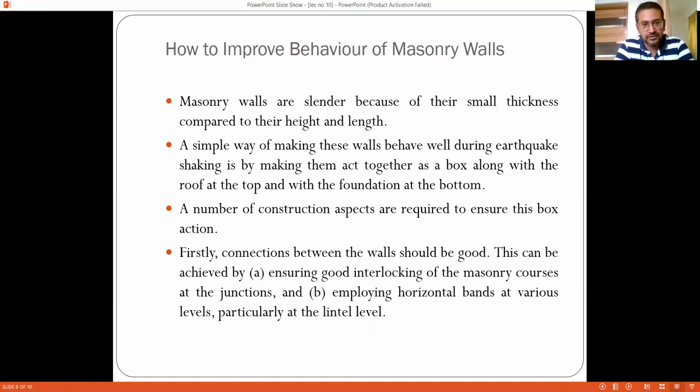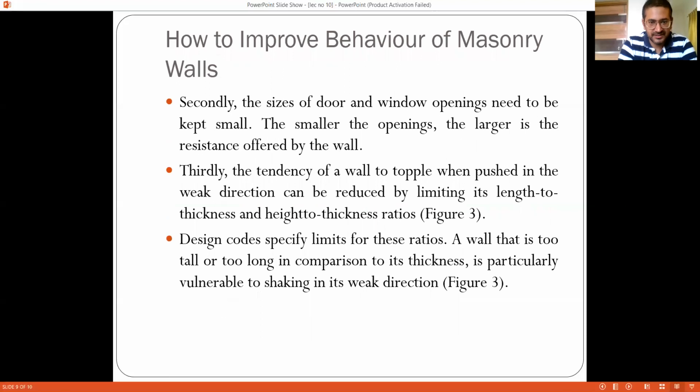But just to brief you, firstly, good interlocking of the masonry courses is required at the corners. Second, employing horizontal bands at certain height intervals, that is, sill level, lintel level, roof level, and gable end. These are different horizontal bands. And the third possibility is the introduction of vertical reinforcing bars at certain corners of the building, so that interlocking is achieved between the walls in the two directions.